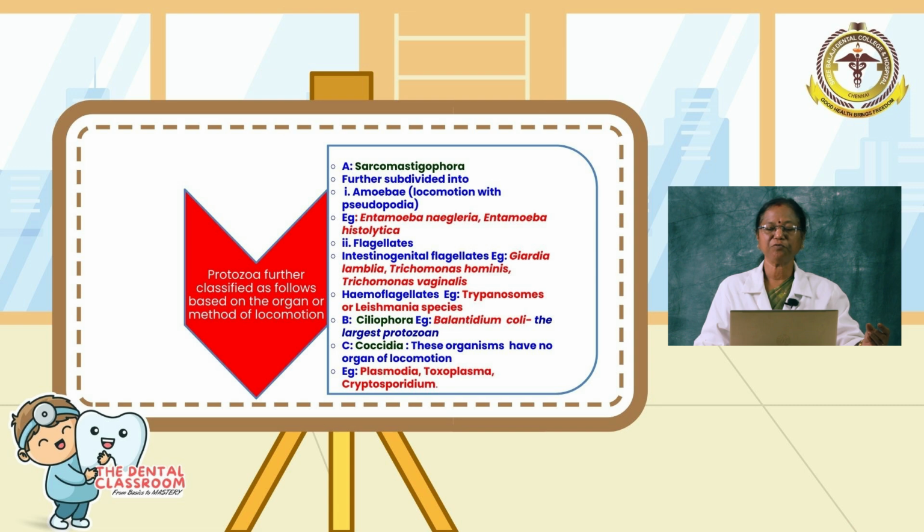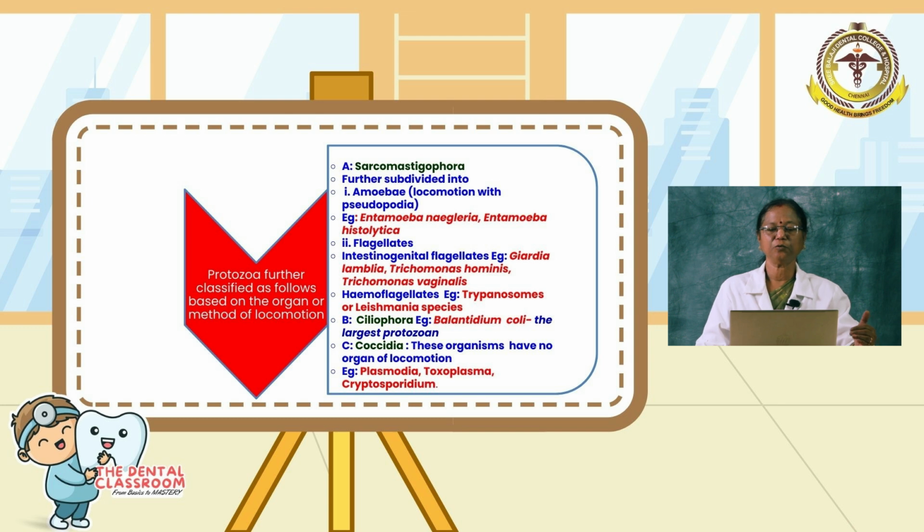The next one is hemoflagellates, where the locomotion is by flagella. Examples of hemoflagellates are trypanosomes and leishmania. Again, this comes under protozoans. The second category of locomotion is by cilia, which we can refer to as Ciliophora. The example under this category is Balantidium coli, and it is very important from the examination point of view. You can be questioned on the largest protozoan. This Balantidium coli is the largest protozoan.